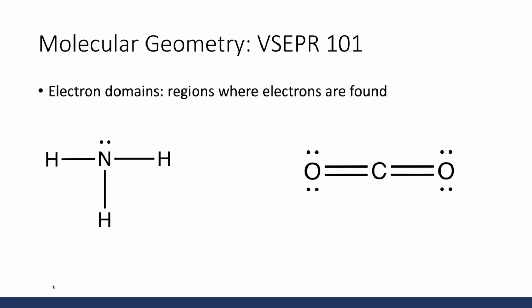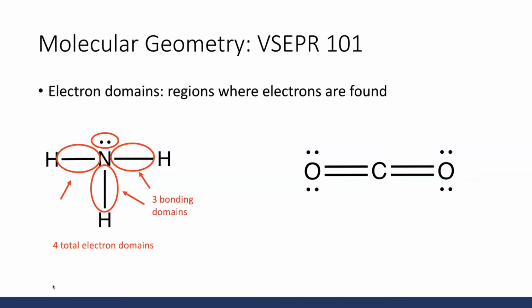Okay, so electron domains, that's where we're going to start. Again, an electron domain is just a region where electrons are found. Let's look at our first molecule on the left, NH3. How many electron domains do you see around the central atom? Well, I see one here, 2, 3, and 4. All of these are electron domains. This has a total of 4 electron domains. 3 of them are bonding domains, meaning they're involved in a bond, and 1 of them is non-bonding. But we still count each of those as one domain, 4 total domains.